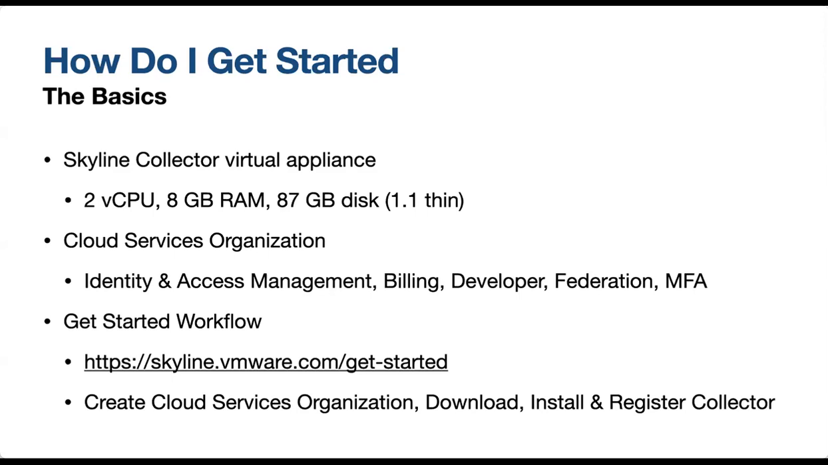And then we have a get started workflow. Creating that cloud services organization, if you don't have one already, and downloading, installing, and registering that appliance is all delivered through a wizard that we've built for you. There's the URL there: skyline.vmware.com/get-started. It'll take you to that get started workflow where you'll create that organization, download, install, and register that appliance.